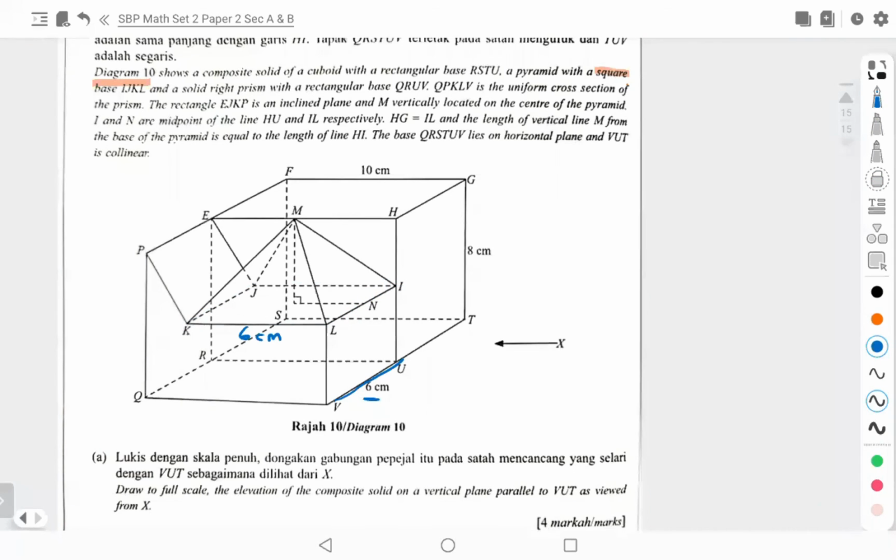Then we have rectangular base QRUV. Then we have the uniform cross section of the prism. Rectangle EJKP is an inclined plane and M is vertically located on the center of the pyramid. I and N are midpoints. So meaning L to N is 3 cm. Agree? Because N is the midpoint, so meaning you cut half. 6 divided by 2 is 3. LN is 3 and NI is also 3 cm.